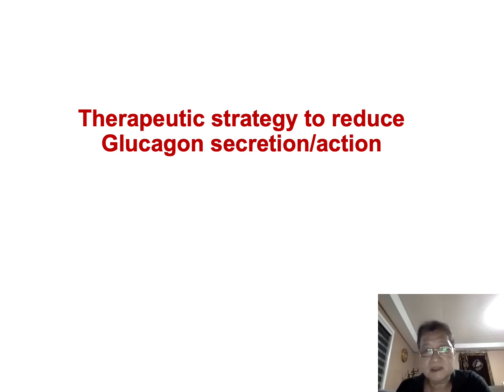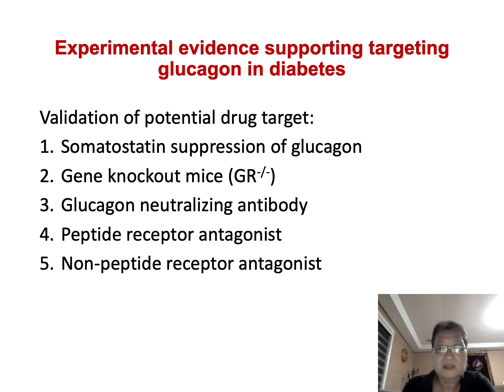or inhibiting the circulating glucagon hormone through glucagon neutralizing antibodies, or blocking the GPCR, the receptor for glucagon, and inhibiting its signaling pathway. So there are several ways on how to do it. Okay, let us now review the experimental evidence supporting the potential drug target for diabetes. This is again just a review of my first presentation.